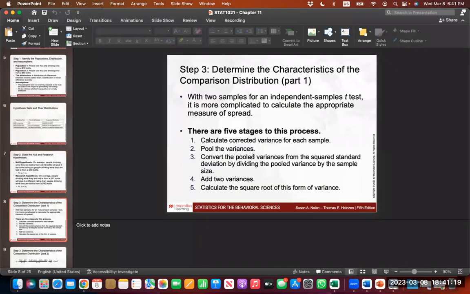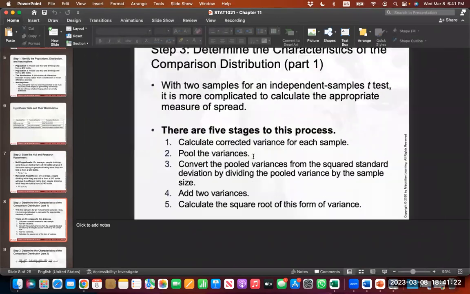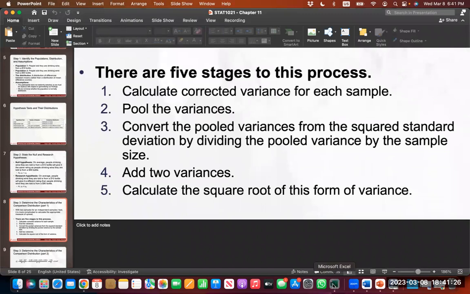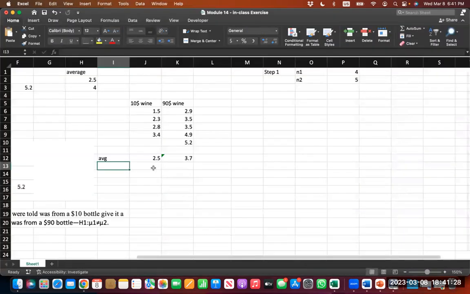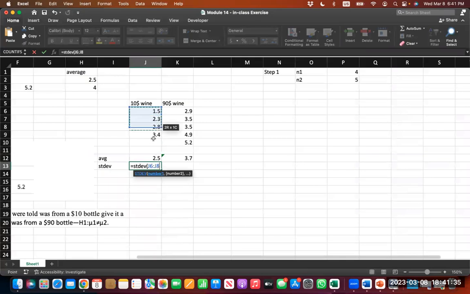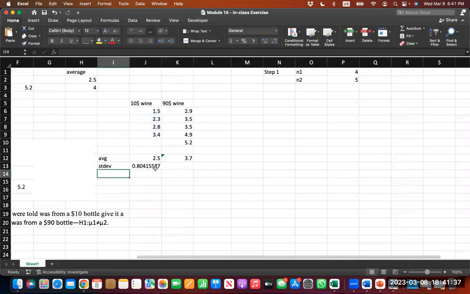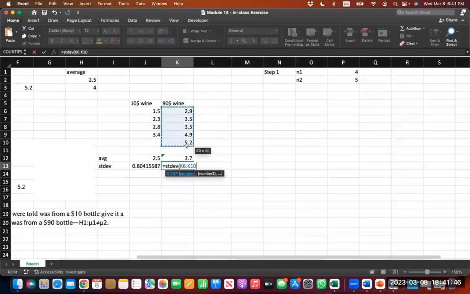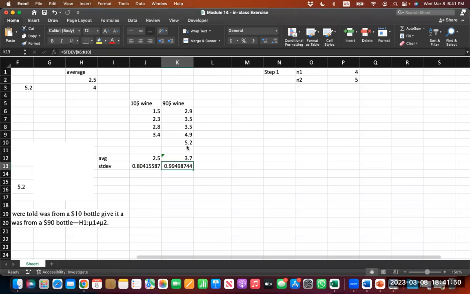So now we have 5 stages that need to be done. Now we see 2 differences between the 2 groups. If we're calculating now the standard deviation of these 4 entries, this will give us a standard deviation of 0.80 for sample 1 and the standard deviation of 0.99 for the second group.